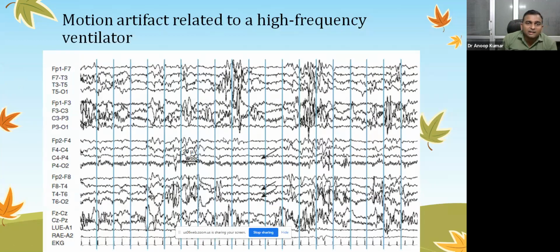So you can see the ventilator movement artifacts. When you use high frequency oscillator ventilators, HFO, in the NICU, then you will get high frequency artifacts. They look like 60 Hz, but they are not 60 Hz. They are due to high frequency ventilation settings. Whenever you turn off the ventilator, they usually disappear.